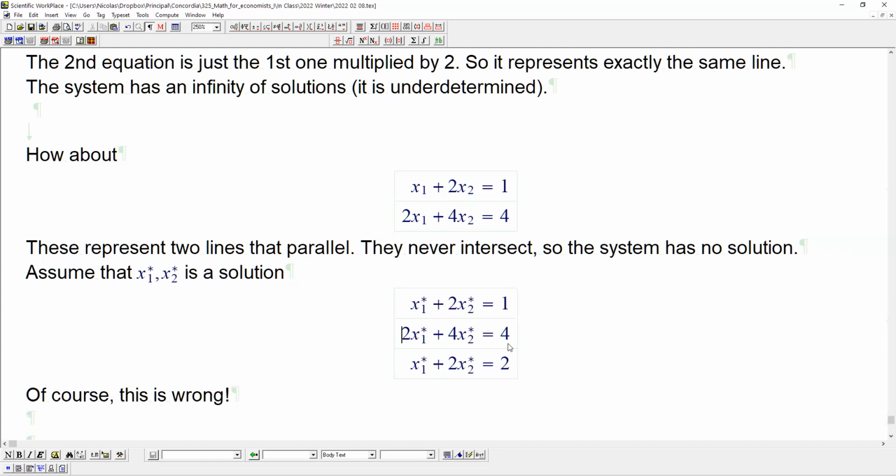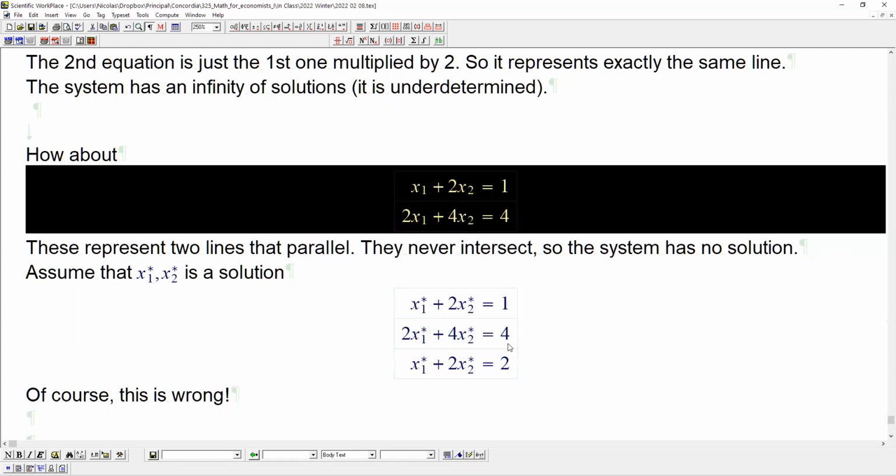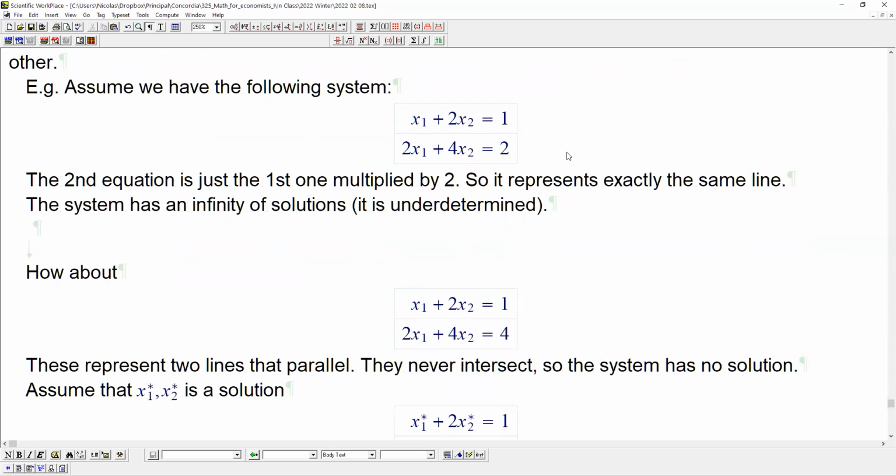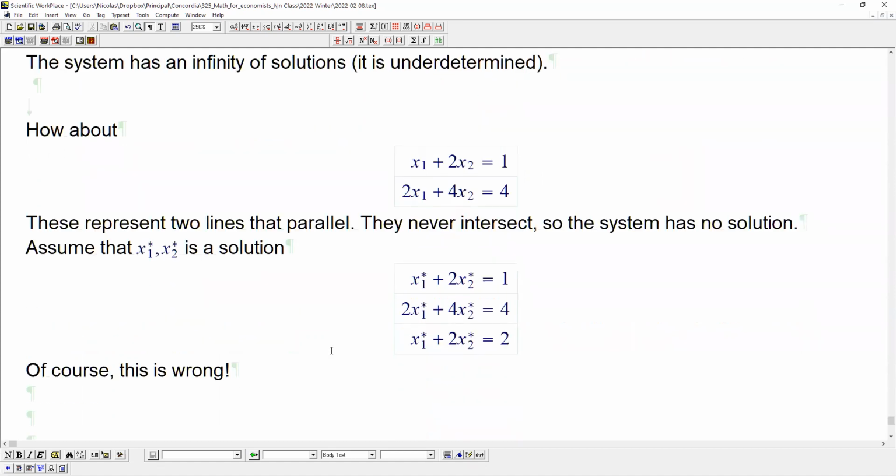So what's the similar story between both situations? Well, I've changed the constant terms there, but the problem was not with the constant terms. The problem was with the coefficients. In both cases, I had the set of coefficients for equation 1, which was just a multiple of the set of coefficients for equation 2.